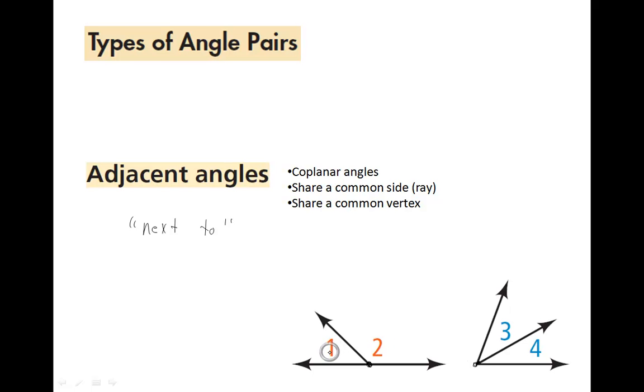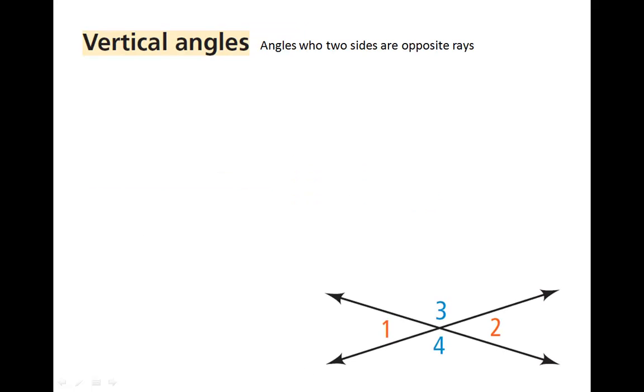Notice how they don't overlap. Angle 1 is all this right here. Angle 2 is this area. At least the interior of this angle is right here. They don't overlap, and that's important. Same thing with 3 and 4. They're next to each other, share a ray, and they don't overlap.